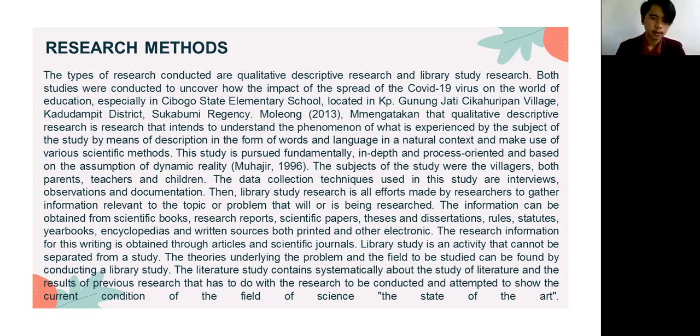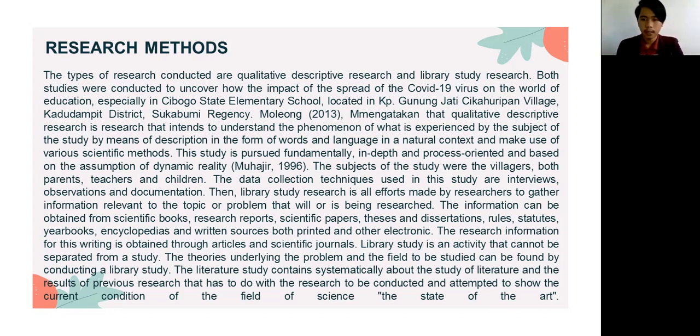The information can be obtained from scientific books, research reports, scientific papers, theses and dissertations, rules, statutes, yearbooks, encyclopedias, and writing sources, both printed and electronic. The research information for this writing is obtained through articles and scientific journals.